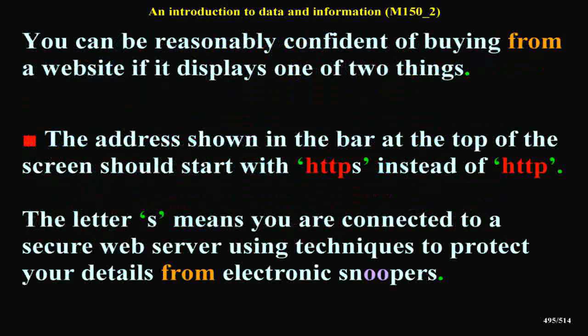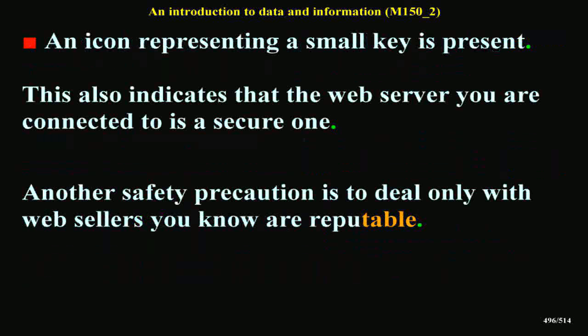You can be reasonably confident of buying from a website if it displays one of two things. The address shown in the bar at the top of the screen should start with HTTPS instead of HTTP. The letter S means you are connected to a secure web server using techniques to protect your details from electronic snoopers. An icon representing a small key is present. This also indicates that the web server you are connected to is a secure one.